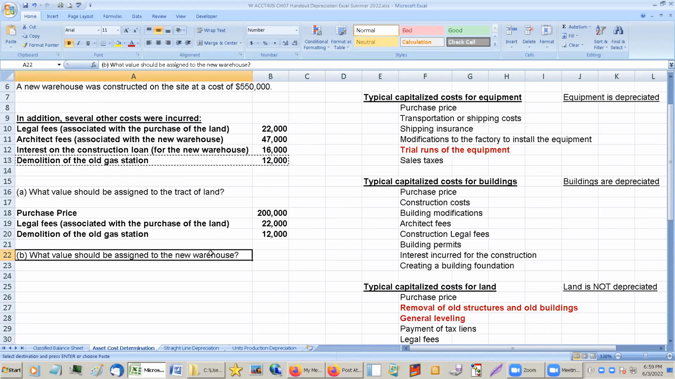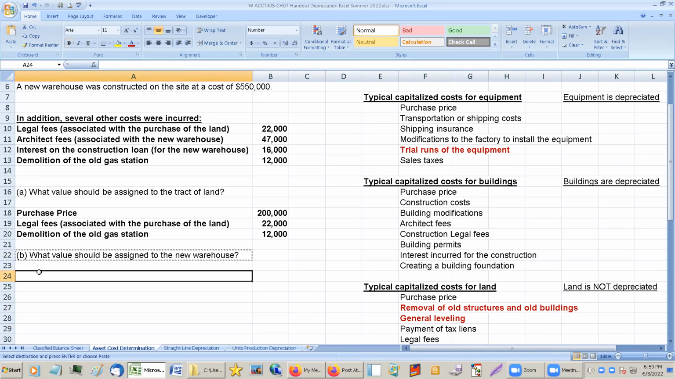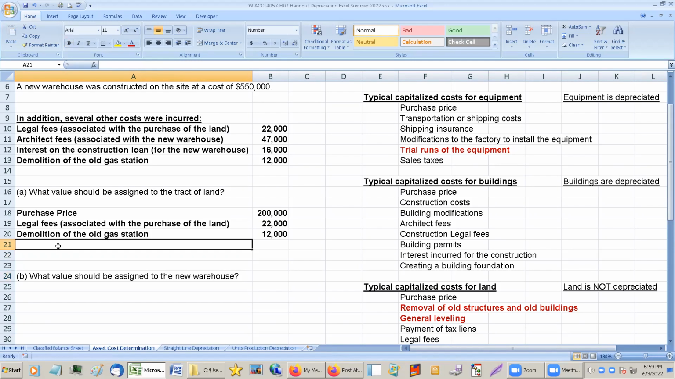Okay, and I'm going to move this down a little bit. So let's see the total cost of the land. And so this is what we put on our books. And the important thing about this is the land is not going to be depreciated.